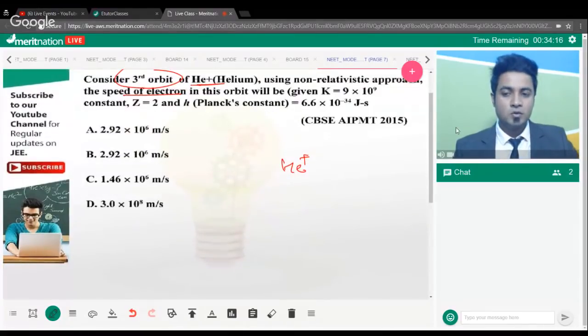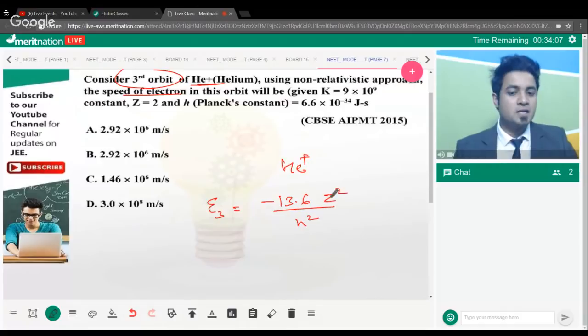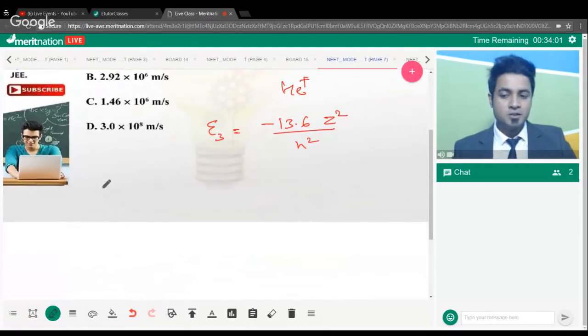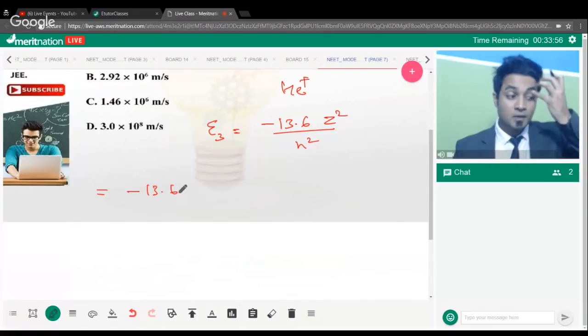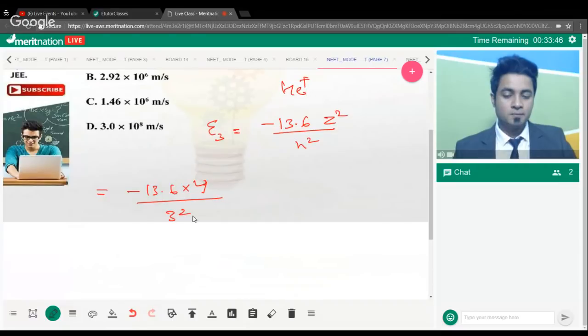That's all. So what would be the third orbit energy? Energy in the third orbit would be minus 13.6 Z square upon n square. Why did I write Z square here? Because this time they have taken helium. So what would be the energy? This is going to be minus 13.6 into, for helium, 2 square which is 4, upon 3 square, right?